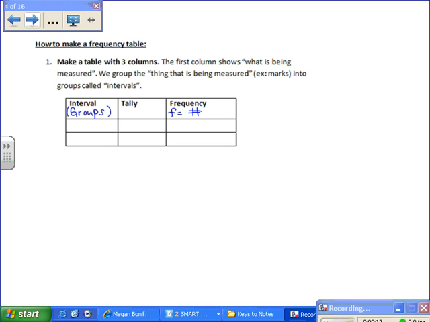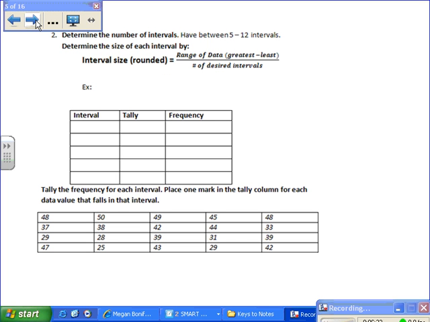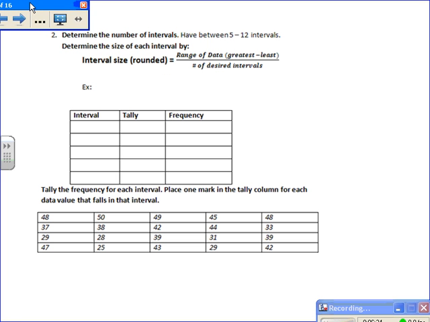The intervals that we make are going to be groups of whatever it is that we're measuring. In this case, we're going to take our exam marks and group them into groups or intervals. So let's go ahead and look at how we do that. To determine how big your group should be, and how many intervals you need, there's a couple of quick rules to help us.